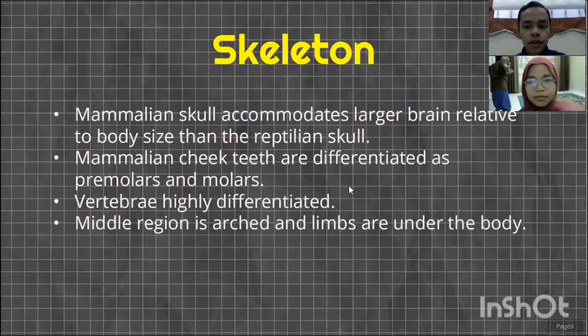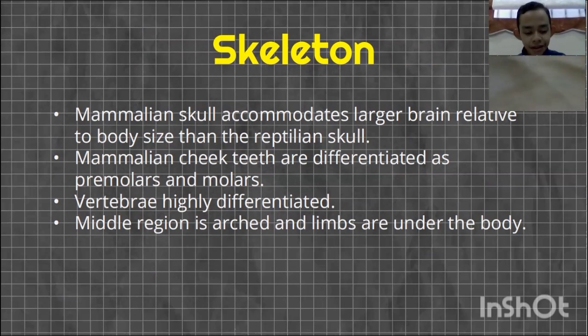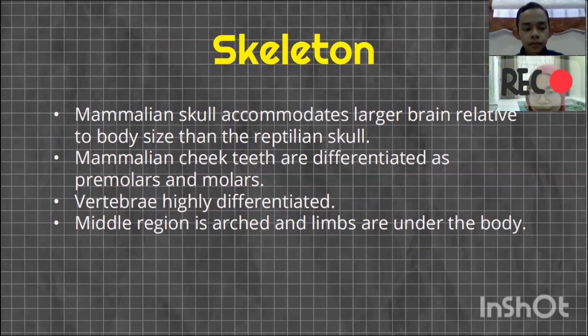Okay, the third characteristic is skeleton. So the mammalian skull accommodates larger brain relative to body size than the reptilian skull. And also the mammalian cheek teeth are differentiated as premolars and also molars. Mammal vertebrae are highly differentiated, and the middle region is arched, while the limbs are under their body.